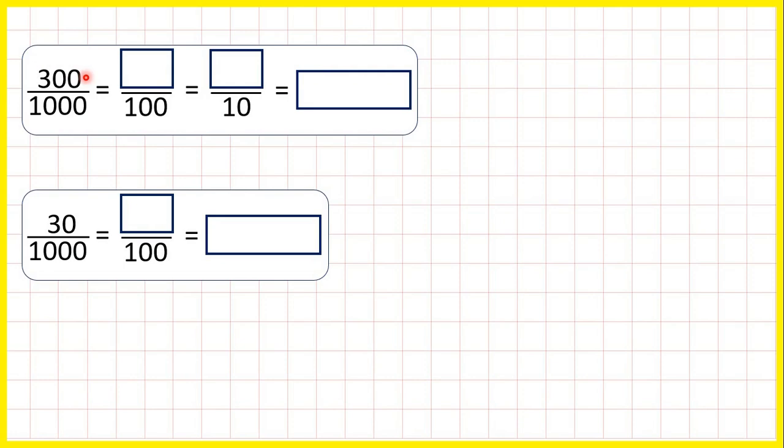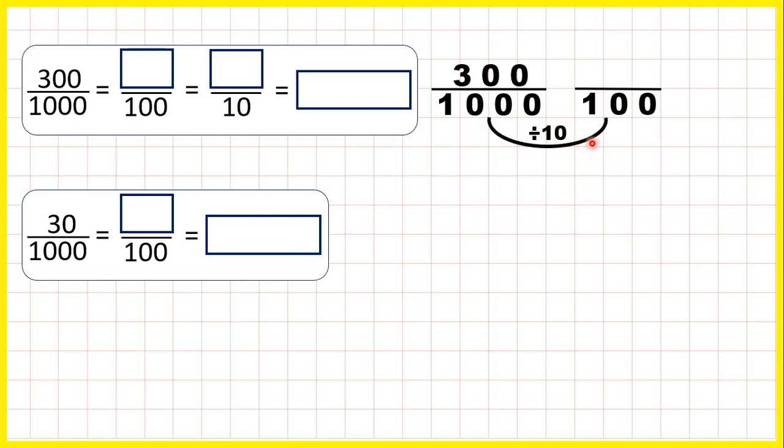We have 300 thousandths. We need to find equivalent fractions with denominators of 100 and 10, and then we need to write 300 thousandths as a decimal. So first, let's find an equivalent fraction with a denominator of 100. We can use division to find equivalent fractions. 1000 divided by 10 is 100, so if we do the same to the numerator, 300 divided by 10 is 30. So 300 thousandths is equivalent to 30 hundredths.